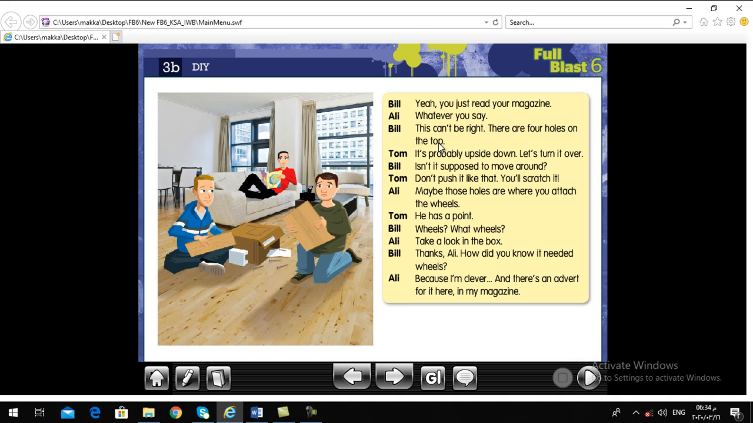4 holes, any 4 holes, guys. Whenever you have any device or piece of furniture or appliance with 4 holes, the 4 holes should be down, as a base for the appliance or the piece of furniture. Bill said that can be right. There are 4 holes. So what does turn over mean here? A particle comes after turn to change its meaning. Turn over means to make it upside down. And is it separable? Yes, because it is between turn and over.